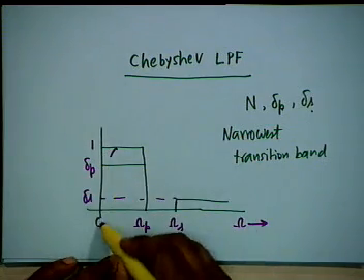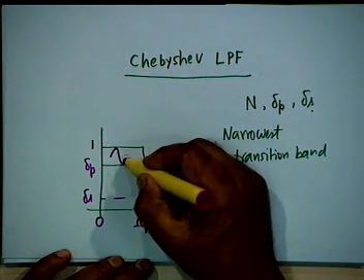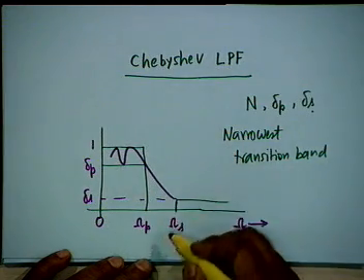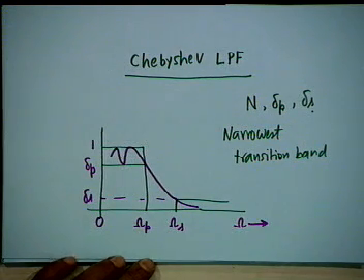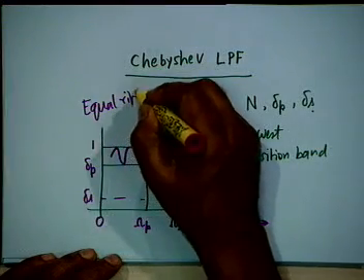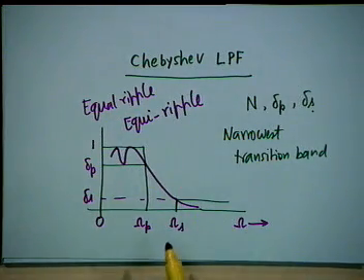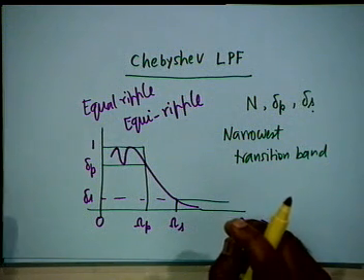I am intentionally not showing omega equal to 0 because it differs according to the evenness or oddness of the transfer function. So, it executes equal ripples in the pass band and it is monotonic in the stop band. Okay. So, unlike Butterworth, it is not a monotonic filter, it has maxima and minima, but between two limits, the maxima reach equal amplitudes, the minima reach equal amplitudes. So, it is an equal ripple, which is sometimes abbreviated as equiripple, equiripple in the pass band and monotonic in the stop band.